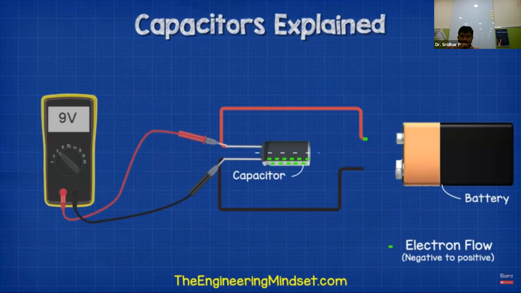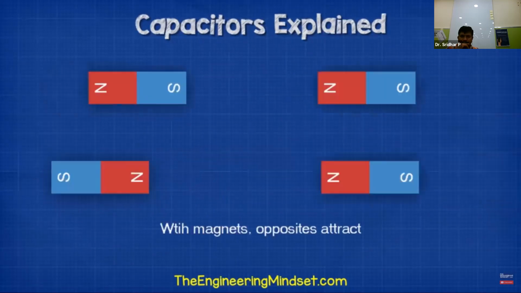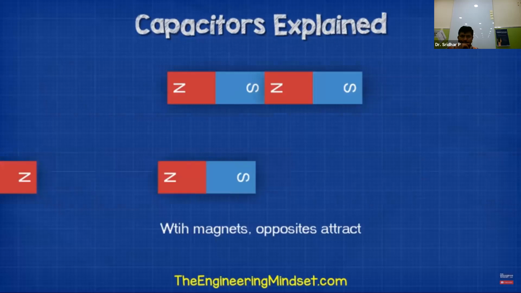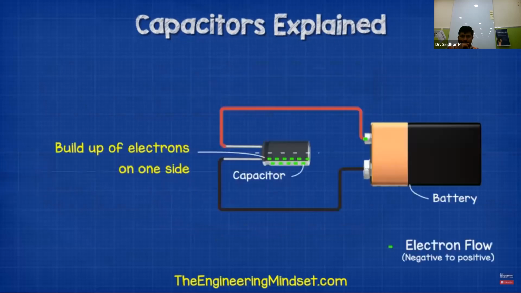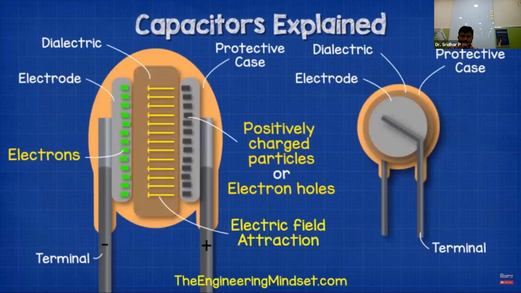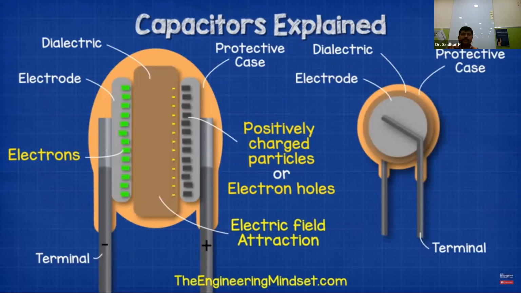If you remember with magnets, opposites attract and pull towards each other. The same occurs with the buildup of negatively charged electrons. They are attracted to the positively charged particles of the atoms on the opposite plate. They can never reach each other because of the insulating material. This pull between the two sides is an electric field, which holds electrons in place until another path is made.